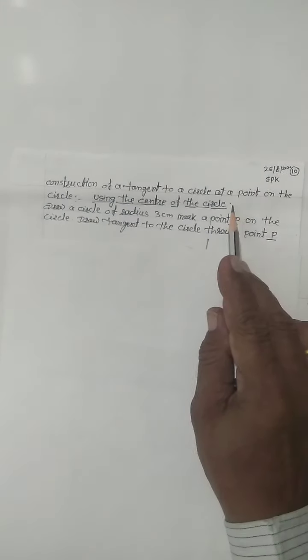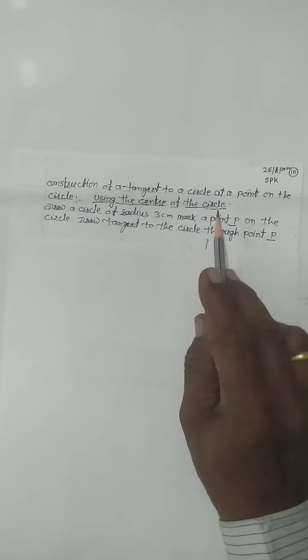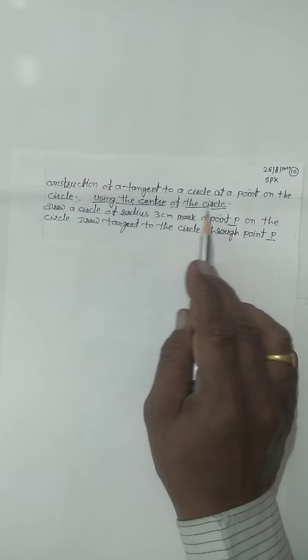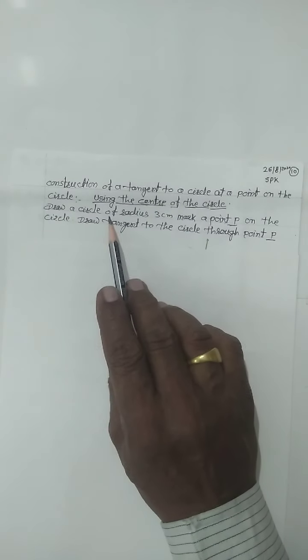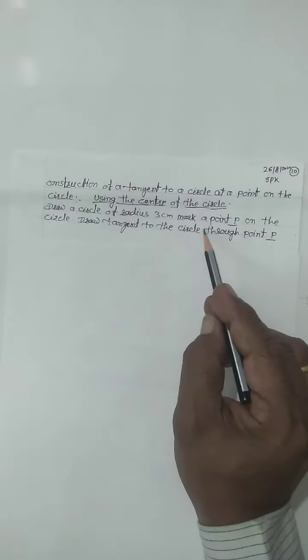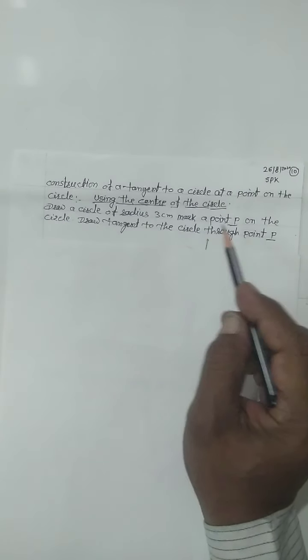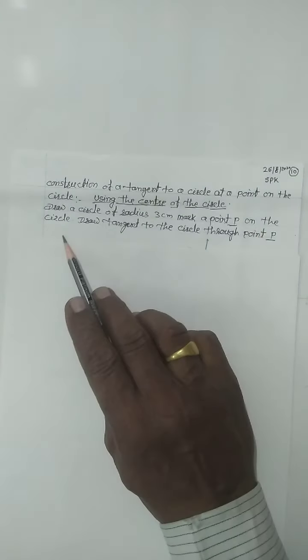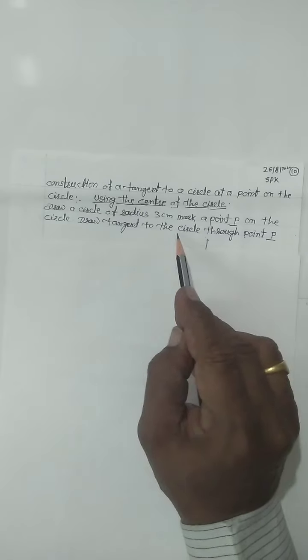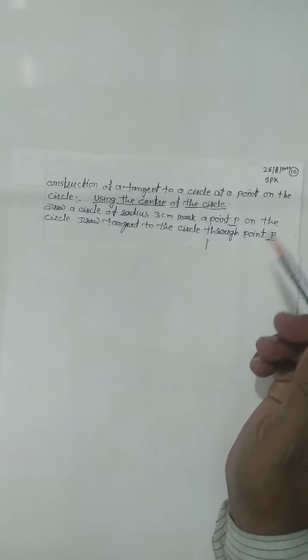Today we are going to study the geometric construction in math part two. Today we are going to construct a tangent to a circle at a point on the circle using the center of the circle. Draw a circle of radius 3 centimeter. Mark a point P on the circle. Draw a tangent to the circle through point P.